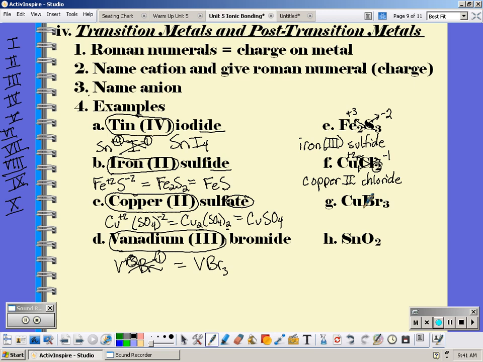Uncross your charges, -1 and +3. -1 is correct for bromine. So this is copper 3 bromide.